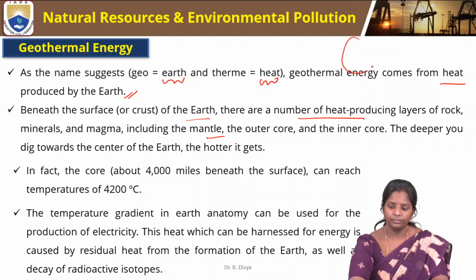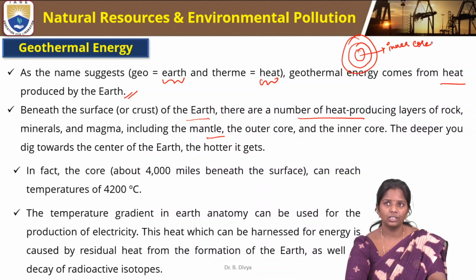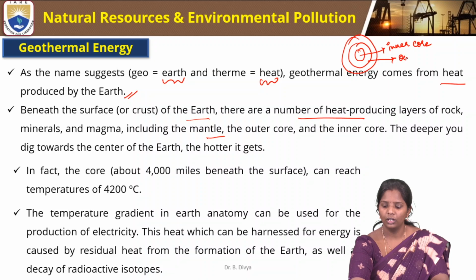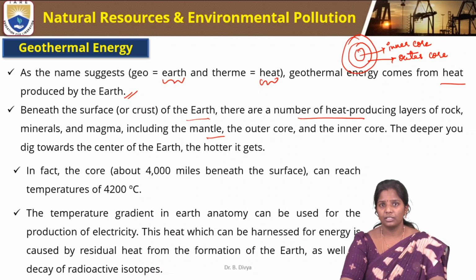If we think about Earth, there are different cores. Just imagine the cross section of a globe. The Earth has an inner core and an outer core. It has different layers inside, which have heat because of the presence of different minerals and also some constituents. That gives heat, and this heat can be utilized to get electricity.